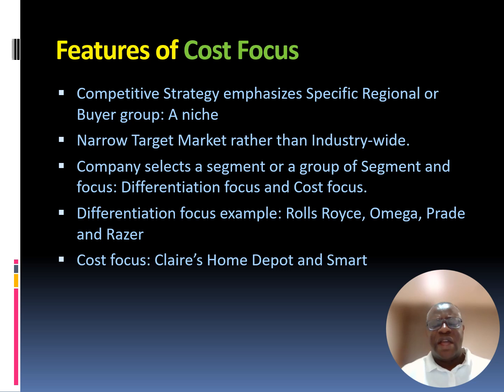Differentiation focus products that you could consider in that category are products like Rolls-Royce, Omega, Prada, and Razor. These are products that are highly differentiated. And for cost focus, you have Claire's, Home Depot, and Smart. Home Depot is a hardware store, and it focuses on a group of consumers.